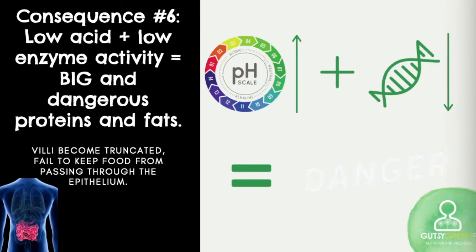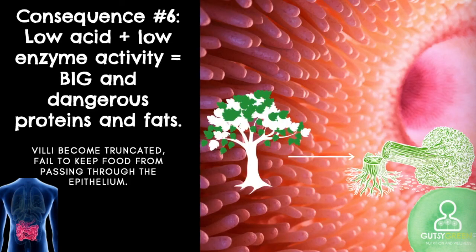The combination of a high pH in the stomach and the resulting low enzyme activity due to the lack of signaling cascades inevitably leads to large and dangerous particles of proteins and fats being left intact as they enter the small intestine. This is consequence number 6. The villi and microvilli that line the porous and sensitive epithelial lining may become damaged as these particles are forced through the tube, sort of like trees that get blown over in a storm.